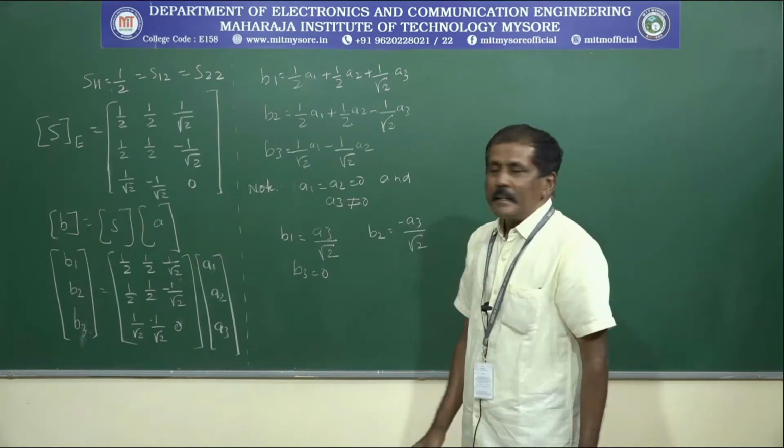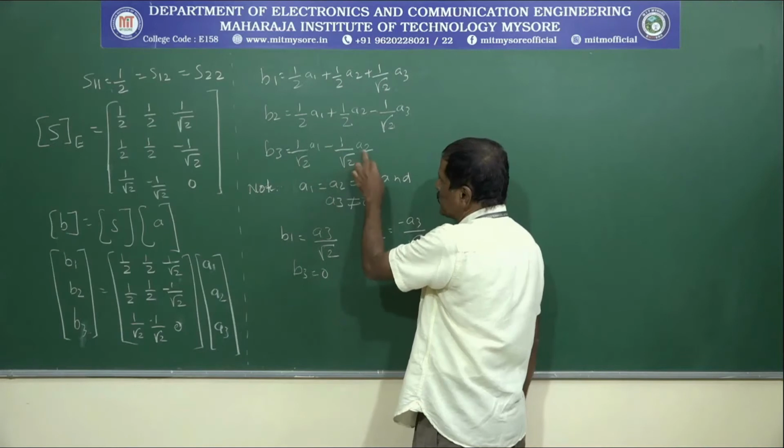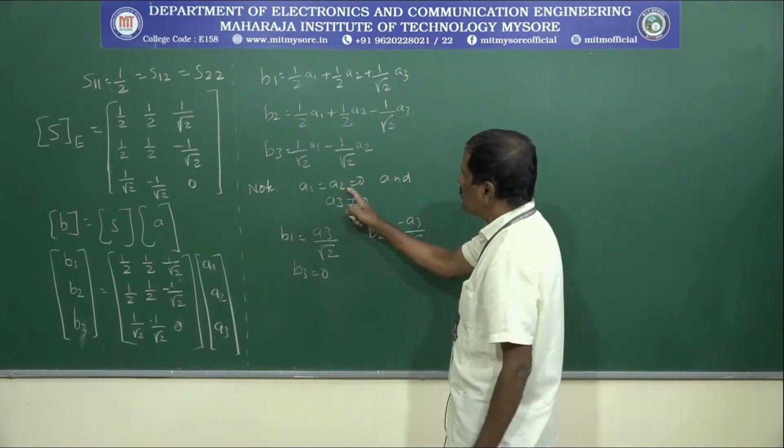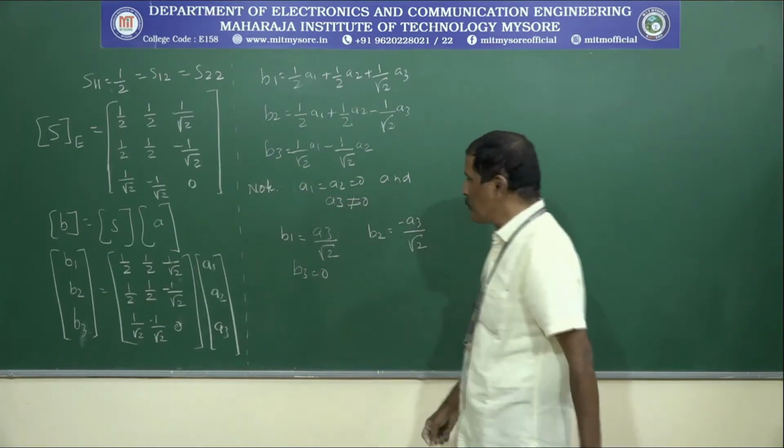And so B3 is equal to 0, because B3 is equal to 1 by root 2 times A1 minus 1 by root 2 times A2. A1 and A2 values are equal to 0, so these terms cancel, and therefore B3 equals 0.